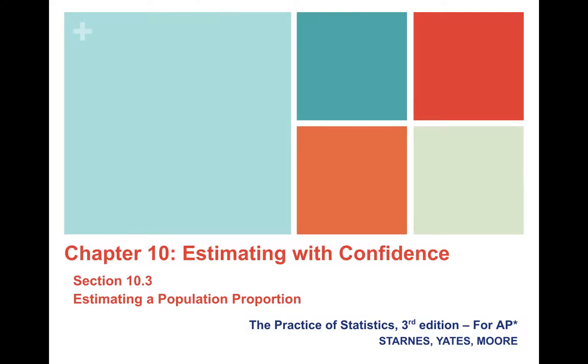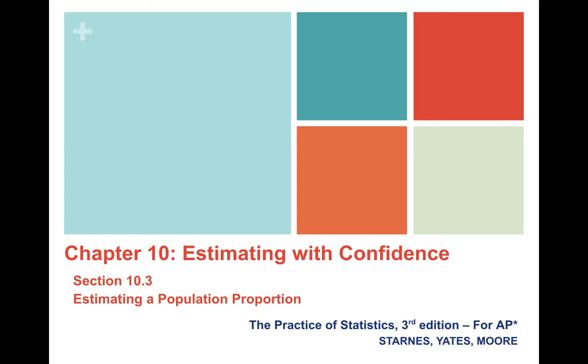This is Mr. Lee. This is your lecture on 10.3. So in 10.1, we talked about the basics of statistical inference. We also talked about the basics of constructing a confidence interval. In 10.2, we looked specifically at how to construct a confidence interval for a population mean mu.